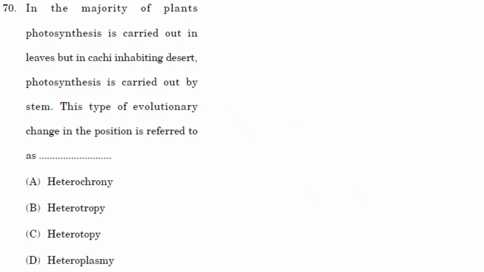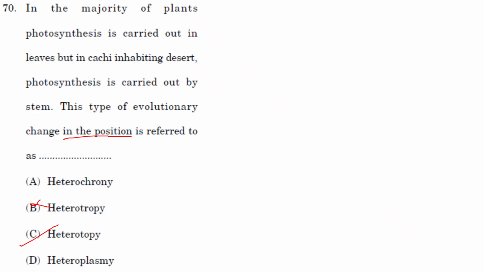Then in the majority of plants, photosynthesis is carried out in leaves, but in cacti inhabiting deserts, photosynthesis is carried out by the stem. This type of evolutionary change in the position is called heterotopy, not heterotrophy as they have given in B. Heterotopy is the answer. Evolutionary change in the position. That is, earlier it was leaves, but now it shifted to the stem. So there is a change in position.